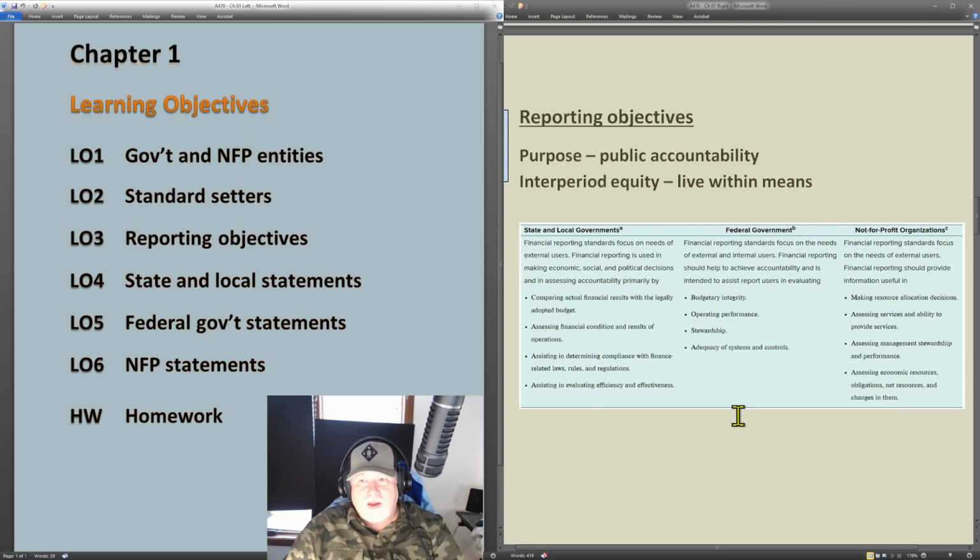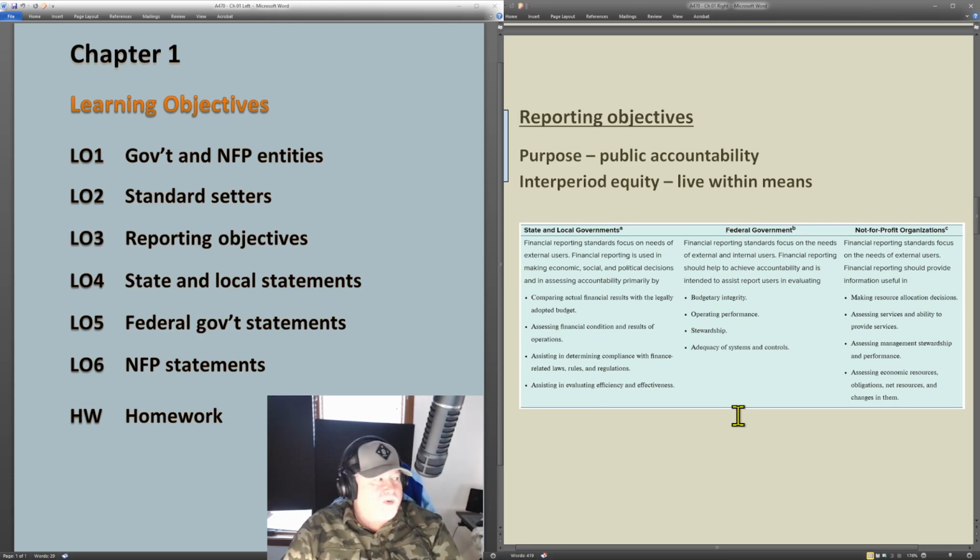And so the reporting objectives, you can see why the not-for-profit reporting objectives would be different from the federal and state and local governments. State and local governments are just saying, we agreed through the budgetary process to do this. How did we do? The not-for-profits are almost in competition with others to get the scarce resource, which is the donation dollar. So all three of them have relatively similar, but still markedly different reporting objectives.